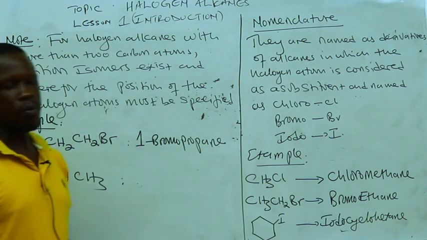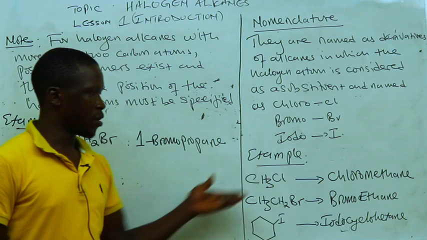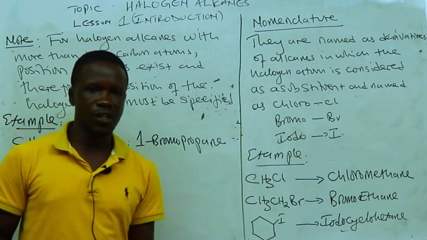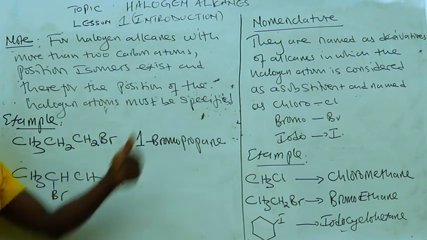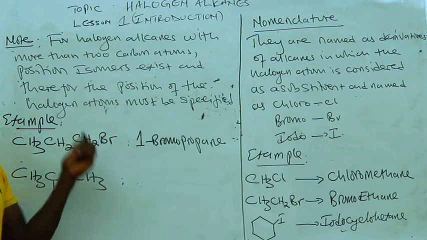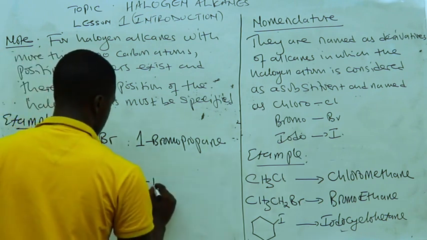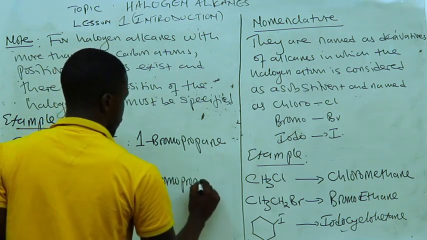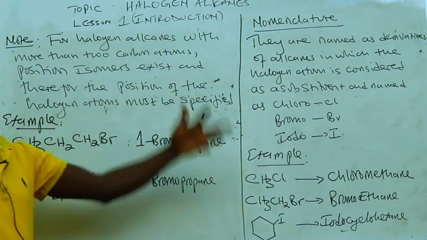Here, because there are no position isomers, we simply mention bromoethane, chloromethane, iodocyclohexane. But when it comes to this, it's 1-bromopropane, meaning bromine is on position number 1 of the carbon atom. This one is 2-bromopropane, to distinguish it from that. So that will go on for carbon atom number 4, 5, and so on.